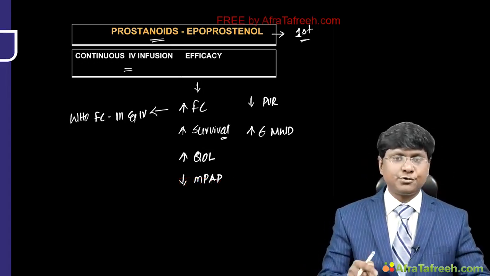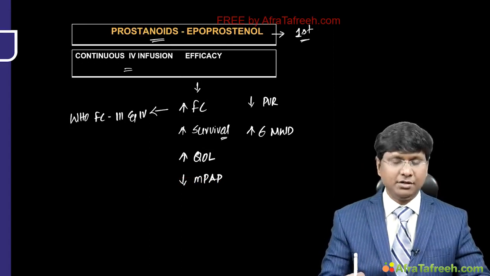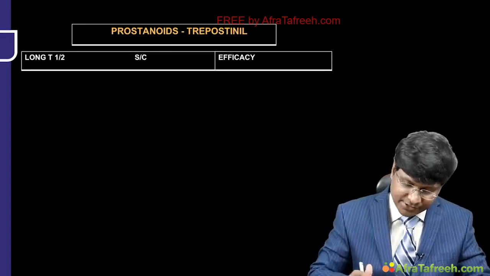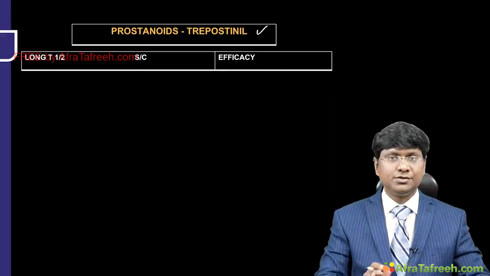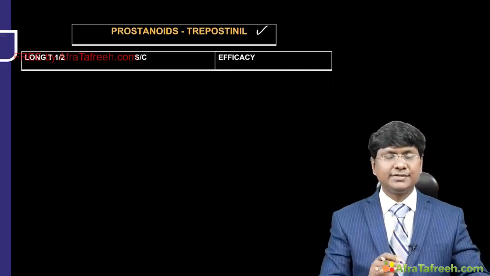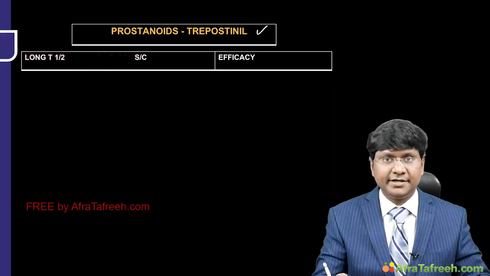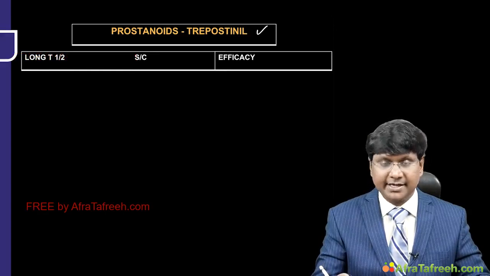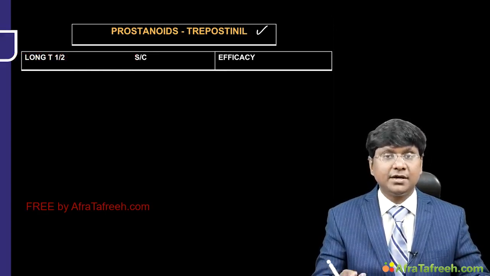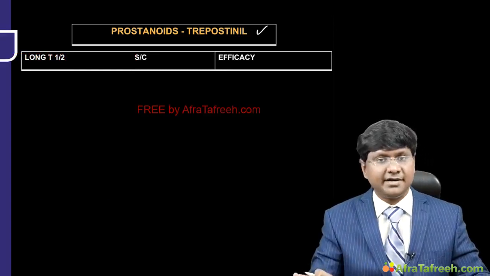And one more prostanoid next to epoprostenol is treprostinil. So what do prostanoids do? That is basically your PGI2. It causes pulmonary artery vasodilatation. It will inhibit the proliferation of the smooth muscles, right? And it also causes a decrease in the pulmonary artery pressure.